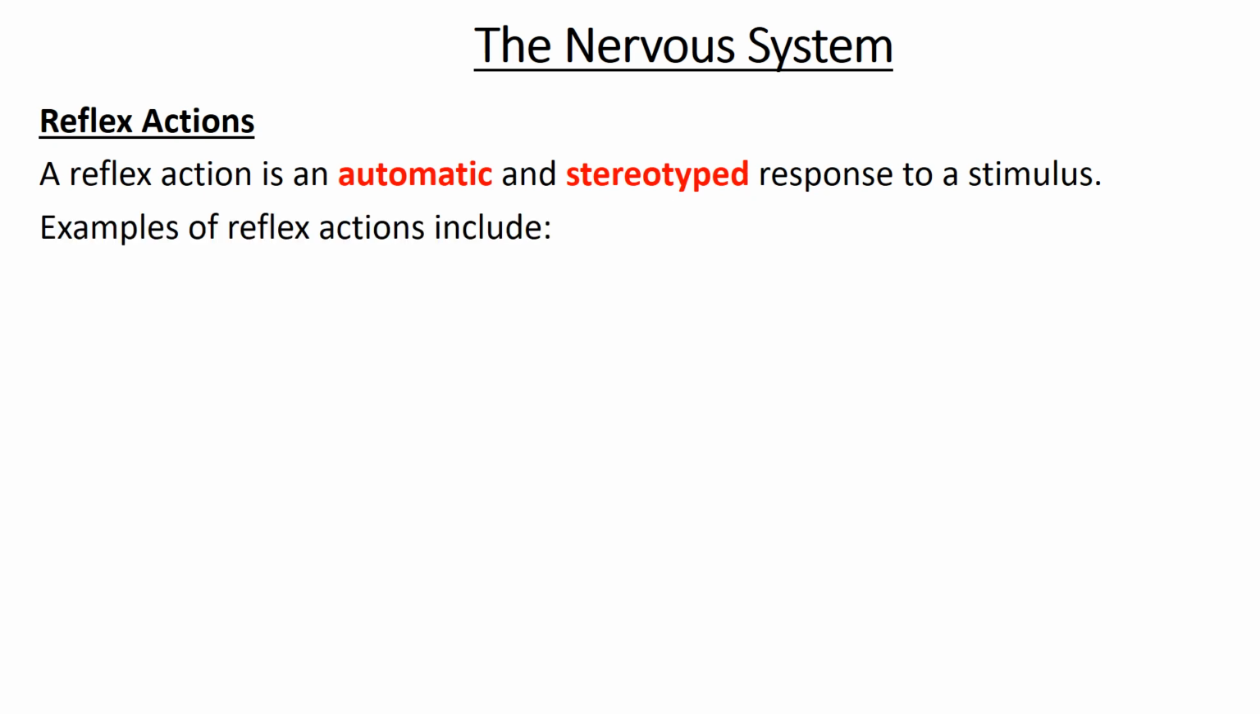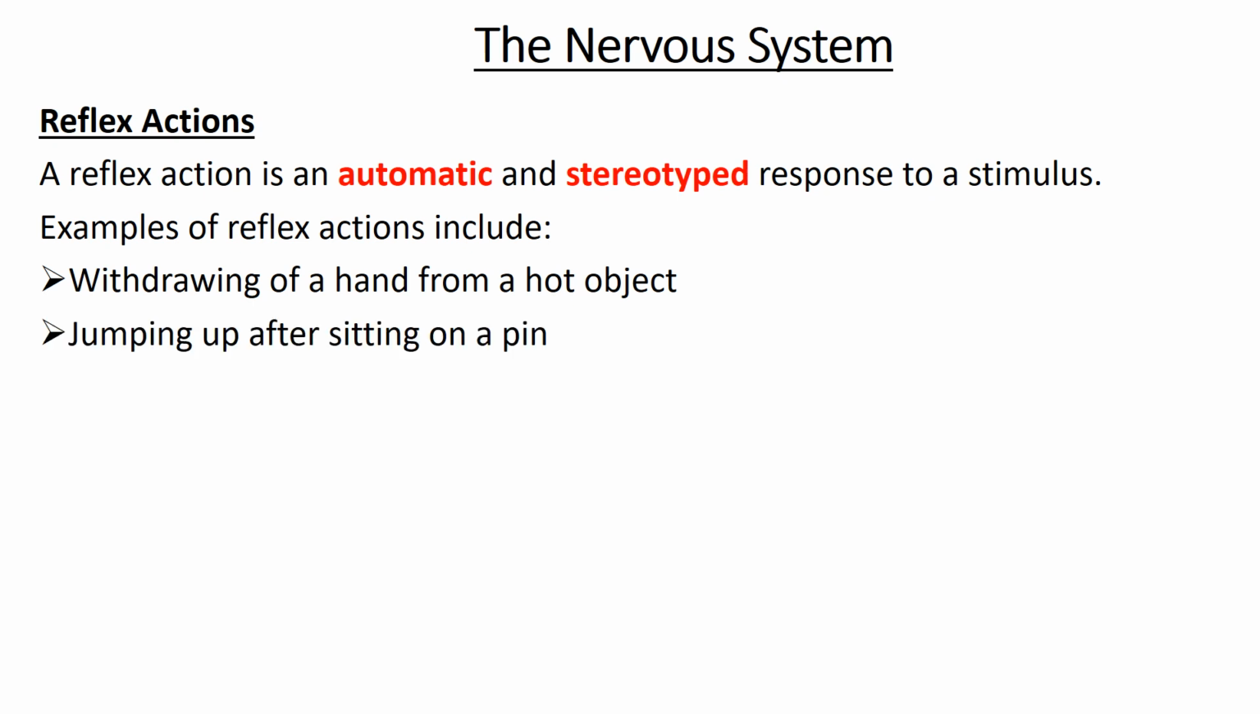Examples of reflex actions include withdrawing of a hand from a hot object. When you touch a hot object, you don't even have to think. You don't have time to think if you should remove your hand or not. When you just touch it, automatically you are going to behave in a stereotyped way, in a certain way. So you're going to remove your hand from that object. So that's a reflex action.